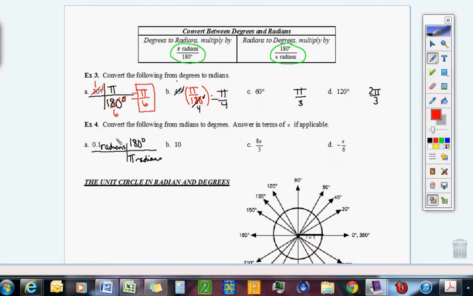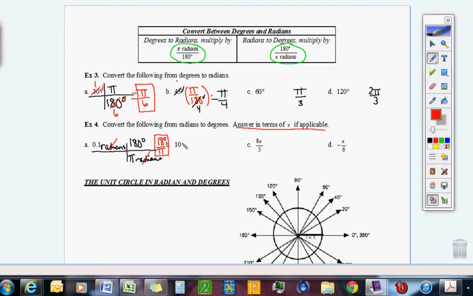My radians cancel, and I know that 0.1 times 180 is 18 degrees, so I will get 18 over pi degrees. Definitely need to write my degree symbol, otherwise I think it's radians. Notice it says answer in terms of pi if applicable, so I'm just going to leave 18 over pi. You could take out a calculator and divide 18 by pi if it asked you to do so.